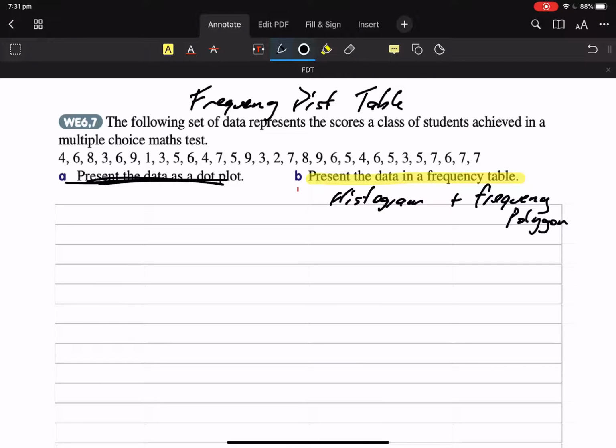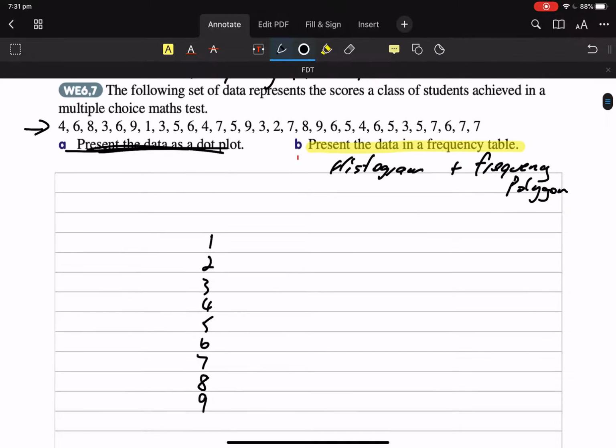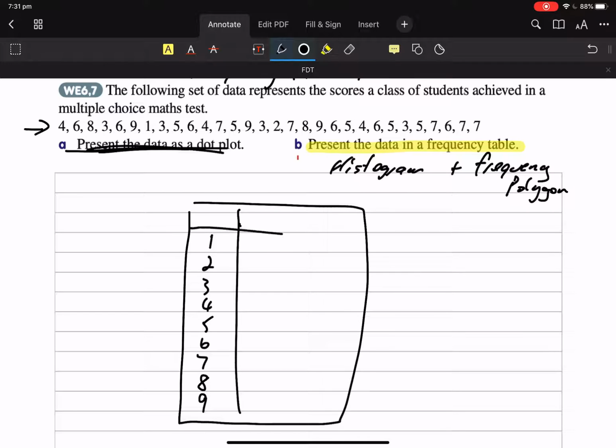Okay, so the first thing is we've got to put all of these numbers into a table. What I'm looking for is the smallest number. There's a 1, and the biggest number, there's a 9. So I've got to get from 1 to 9. So I think I'm going to start at 1, 2, 3, 4. Only just fit, there we go. And I'm guessing you can use a ruler. This is my data, this is my frequency, and we're going to do a tally.